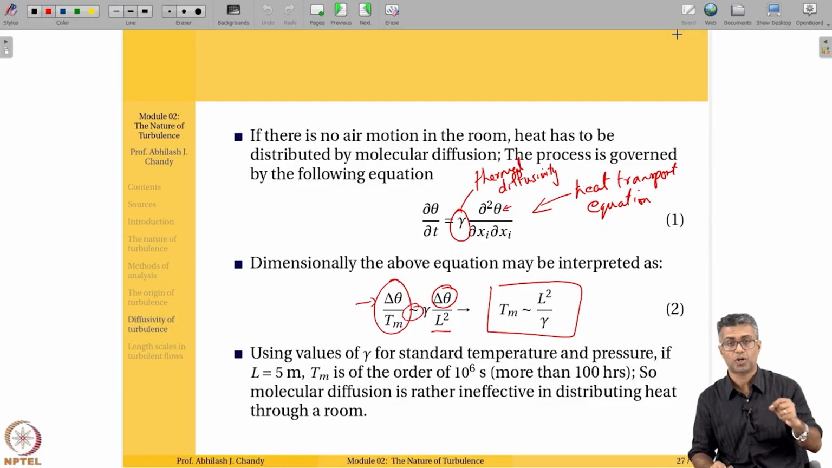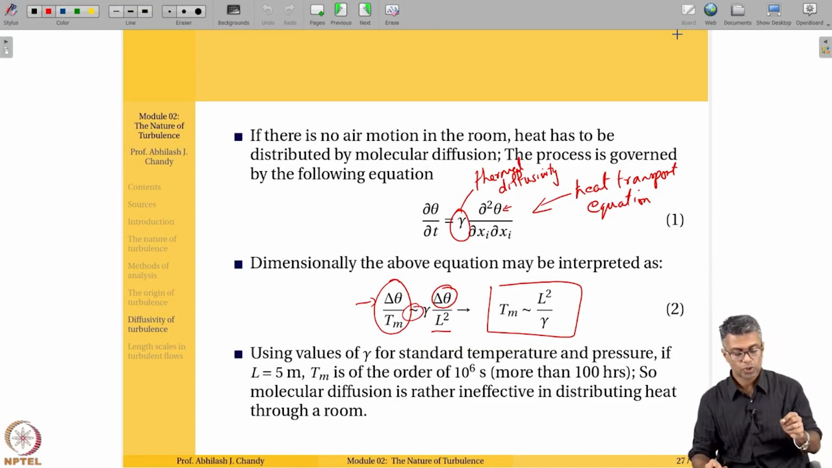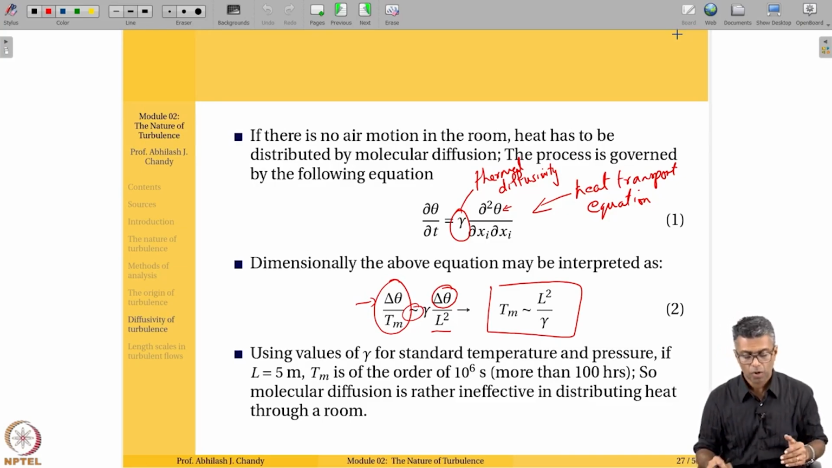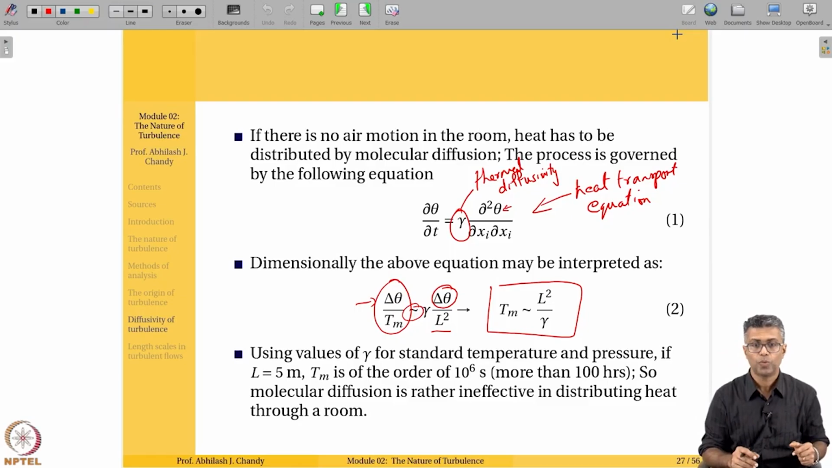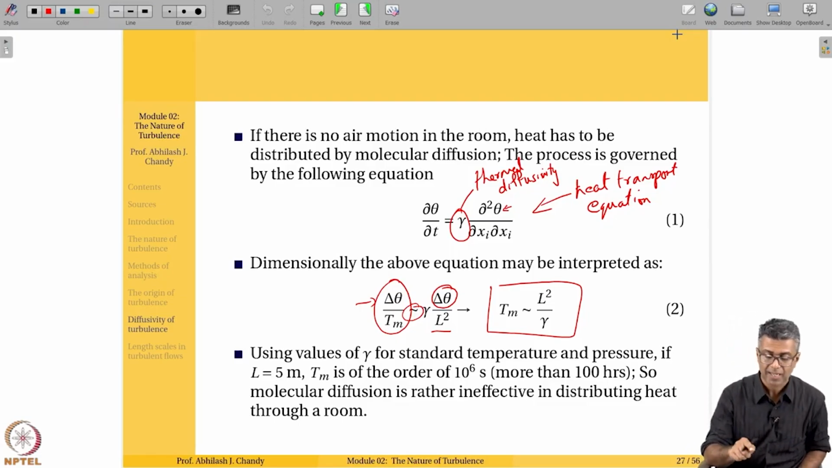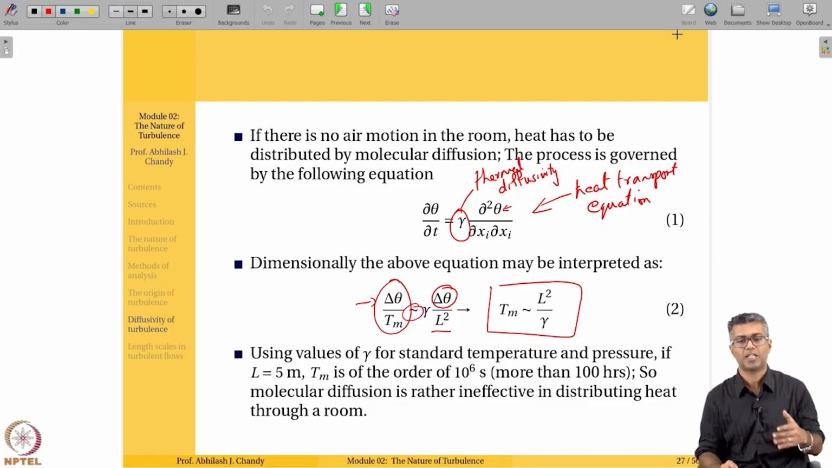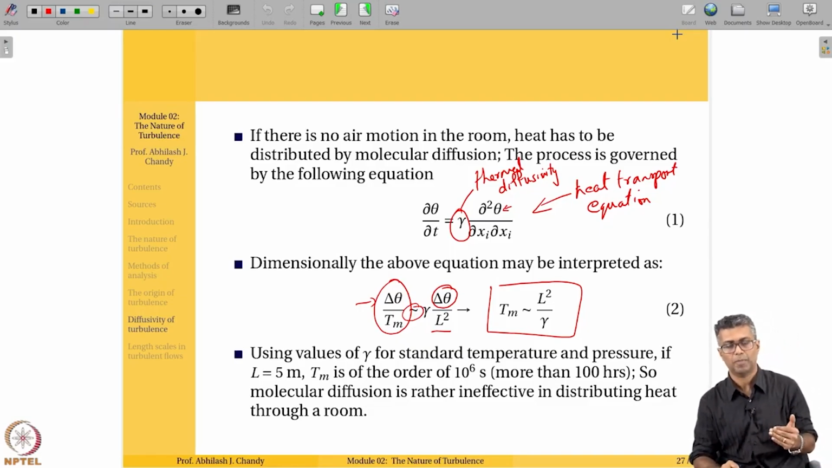The m subscript was used because it is only molecular diffusion here, correct, instead of heat transport due to turbulent flow. There's no airflow, so we use the subscript m and represent the characteristic time scale as Tm. On the right hand side of equation 2, we have γΔθ over L squared, γ being the thermal diffusivity, and L the characteristic length scale. Instead of the ∂xi twice, we write L squared. So from here you can solve for Tm being approximately L squared over γ.